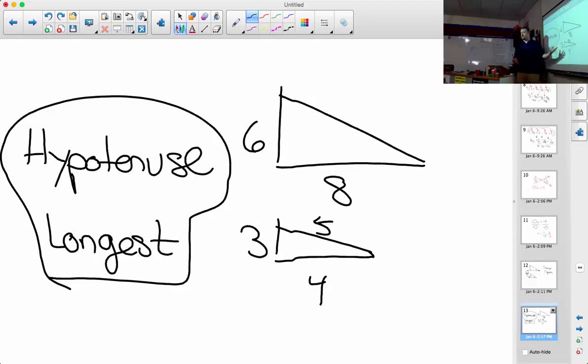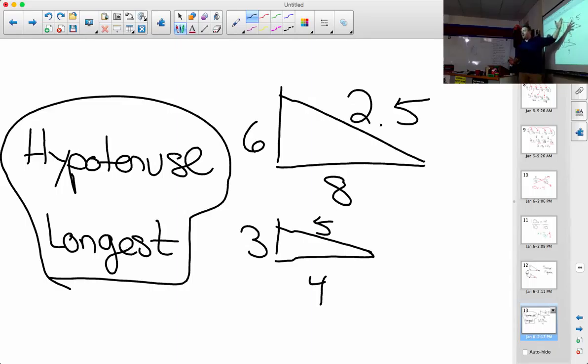3 is what to 6? Half of it. So this triangle is half of this triangle in proportion. 6 divided by 2 is 3. 8 divided by 2 is 4. What would be the long side of this upper triangle then if these proportions hold true? Okay, well, that was a guess. 2.5, which means that this is double this, right? Because 4 times 2 is 8, 3 times 2 is 6, 5 times 2 is 2.5.